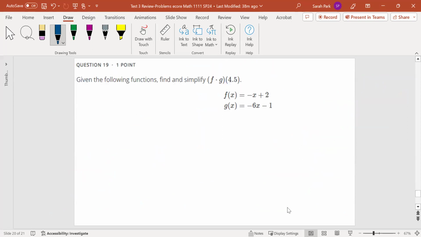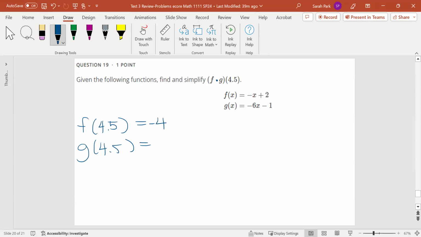Okay, number 19, we need to find and simplify f times g of 4.5. So it means this time we're going to multiply f of x and g of x. Or we could just do these separately as well. I could multiply f of x times g of x, or I can just find f of 4.5 and find what that is, g of 4.5, find what that is, and then multiply the two results together.